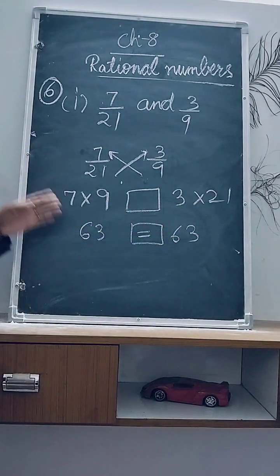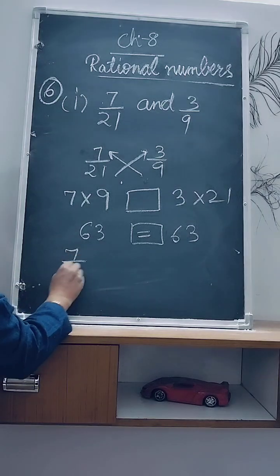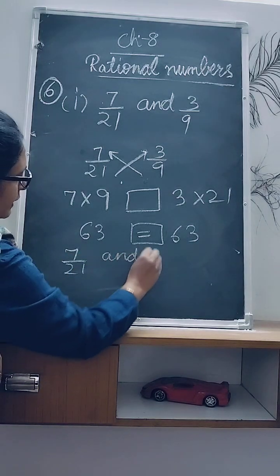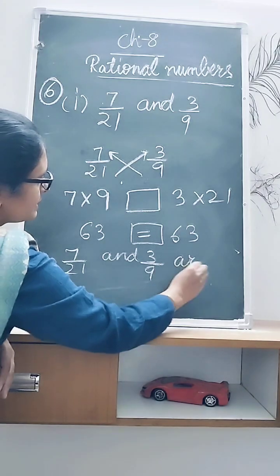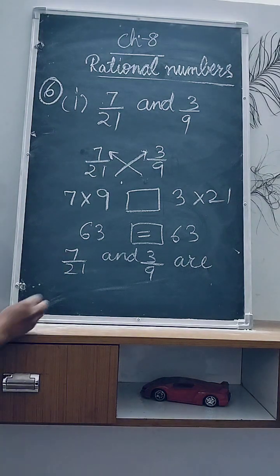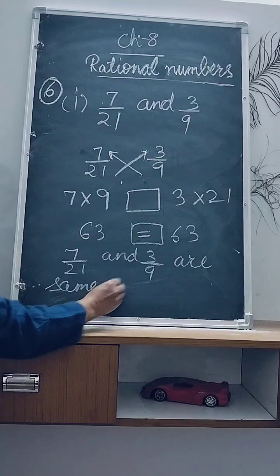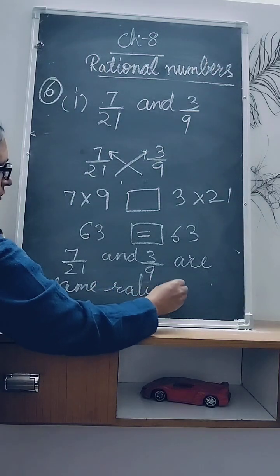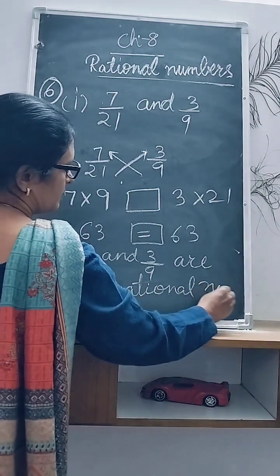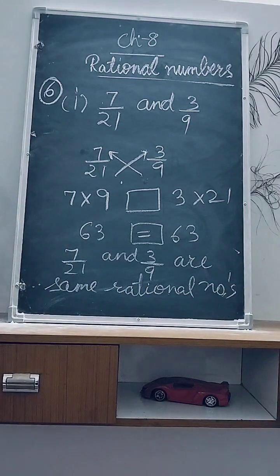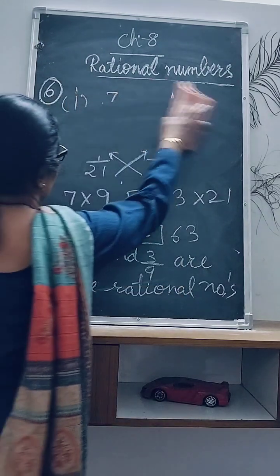So as these are the same, equal to, you can write that 7 by 21 and 3 by 9 are the same rational numbers. Okay. So this way you can solve all the other parts also. Simply do the cross multiplication. Now you can use a similar method for solving the 8th sum. Okay, the 7th sum I will do after 8, because the 8th sum is also the same type.